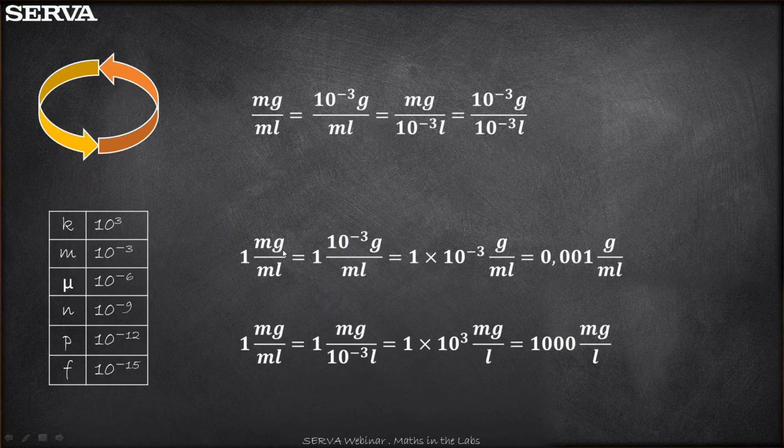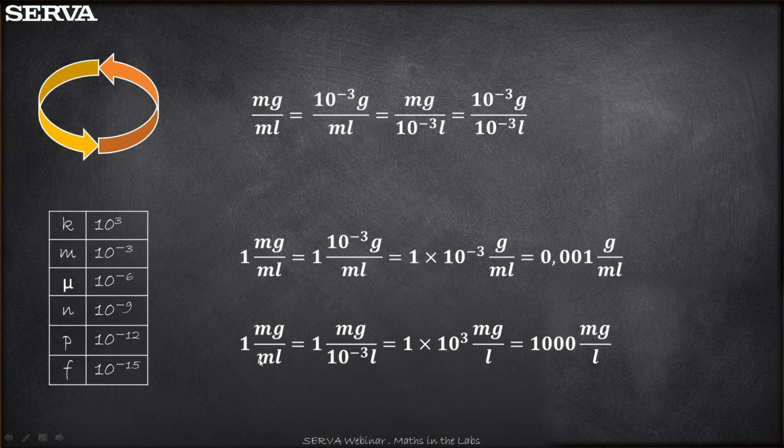So if you have 1 milligram per milliliter, you could write this milli as 10 to the minus 3. And you can shift it to the front of the fraction and multiply it with the number before the fraction quite easily. And with shifting of the comma, you obtain 0.001 grams per milliliter, so you easily convert it in this direction. The same goes for the denominator.